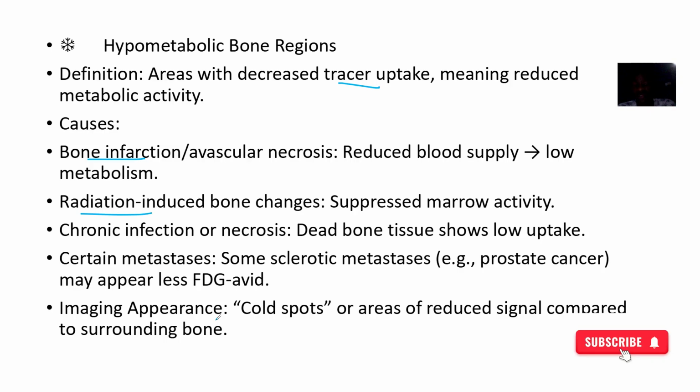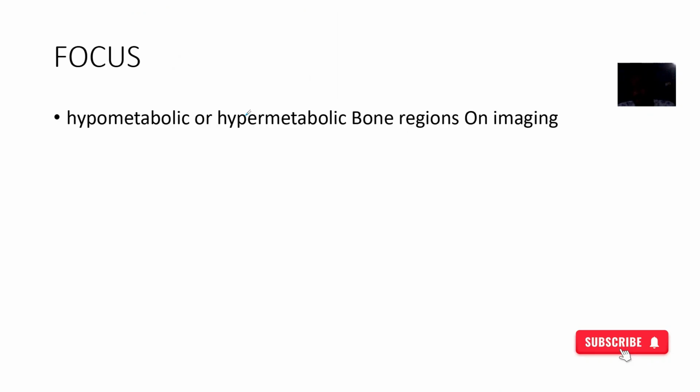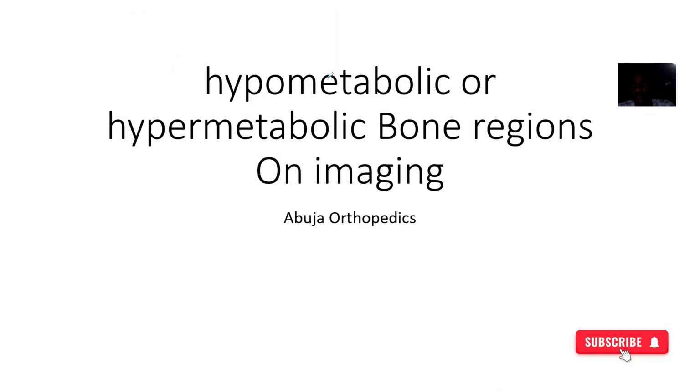All right, so on imaging they call that the cold spots. So any other place here is a cold spot. Okay, this image I like more. So any other place here is a cold spot except this, this and this. They look darker. It shows you that there's increased activity there.